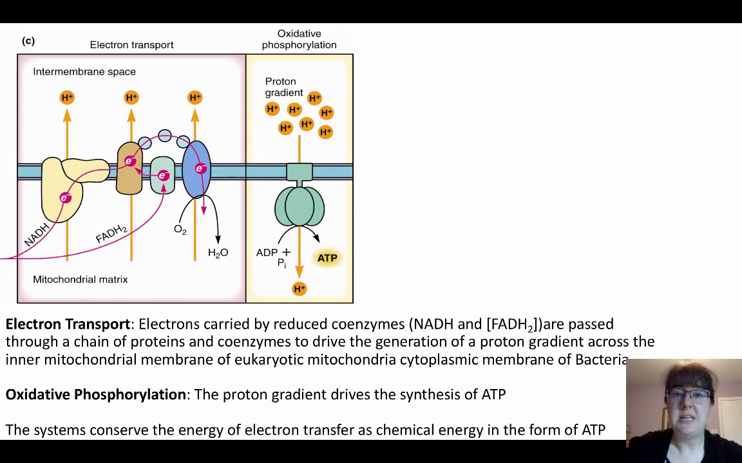What's going to happen in here is there's a set of enzymes that are going to be passing those electron carriers through. So we're going to go through each one of these in turn to discuss what's happening here. Notice that bacteria do also do this, but bacteria don't have a separate organelle for this, so instead it occurs across the cytoplasmic membrane.